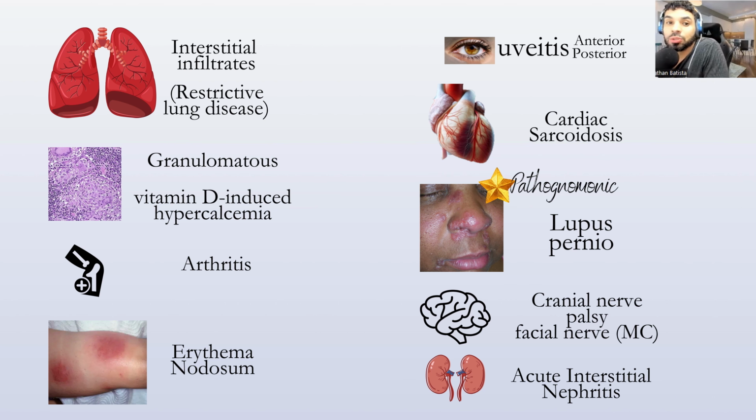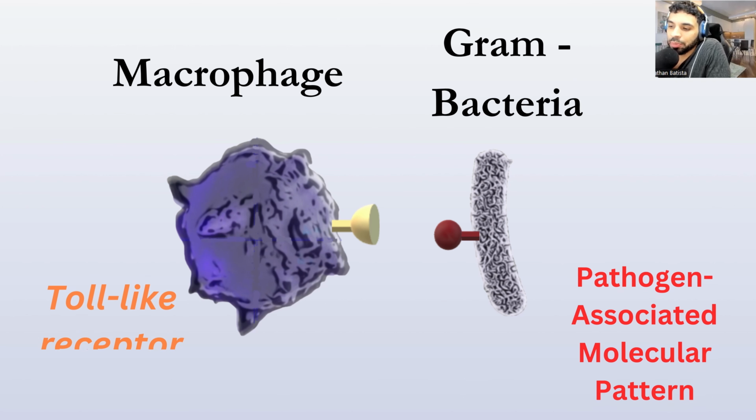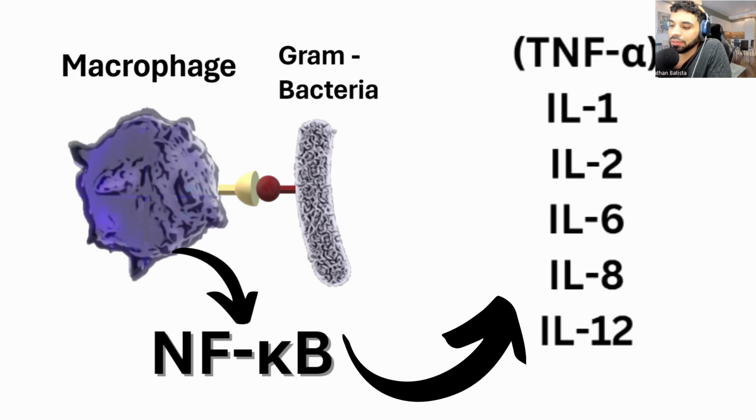Typically, when it's an original type of granuloma formation, when we look at bacteria, especially gram-negative bacteria, it's going to be LPS. LPS makes contact with a macrophage. Macrophage has its toll-like receptor. Once these two things make contact, they release NF-kappa B. NF-kappa B is an immune modulator that's able to stimulate these cytokines. You have tumor necrosis factor alpha, IL-1, IL-2, IL-6, 8, and 12. This is what typically happens.